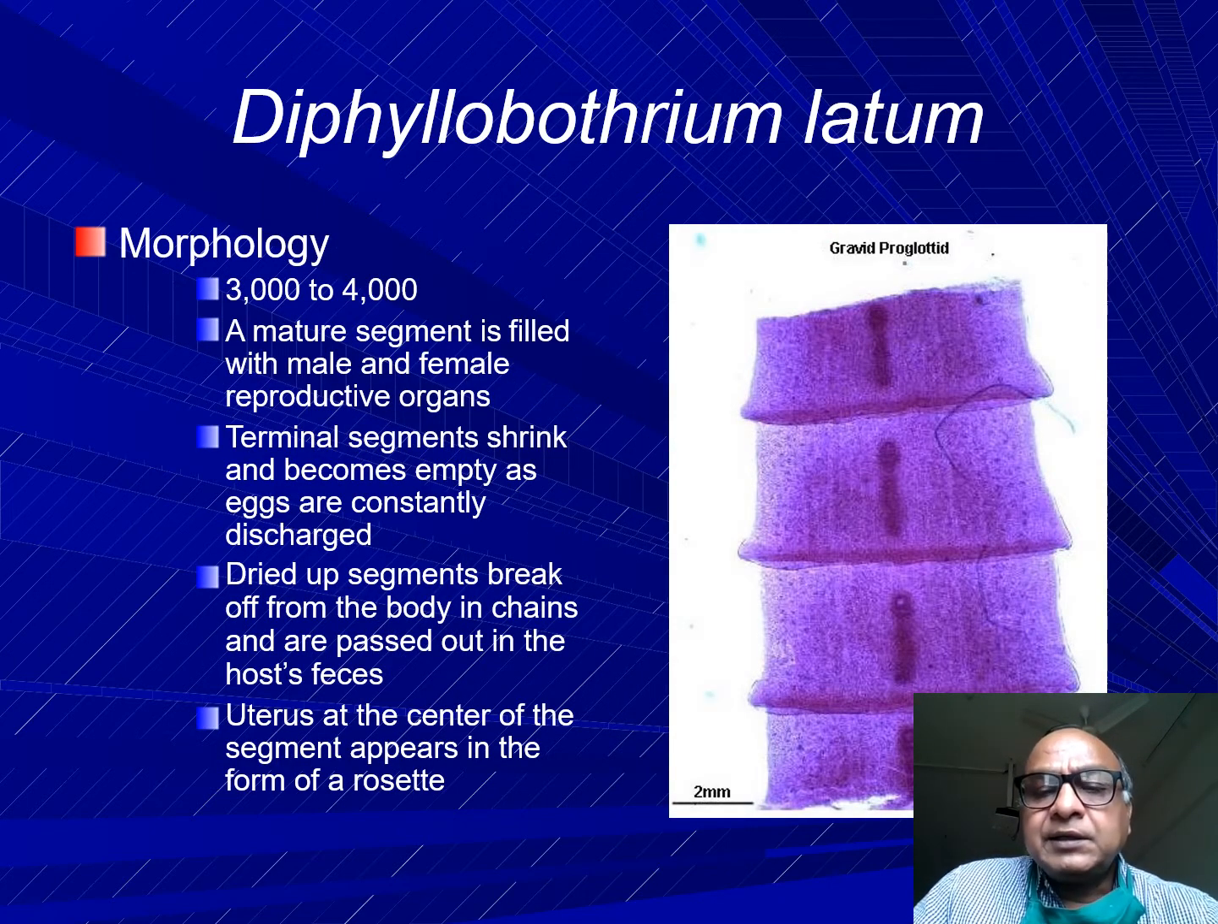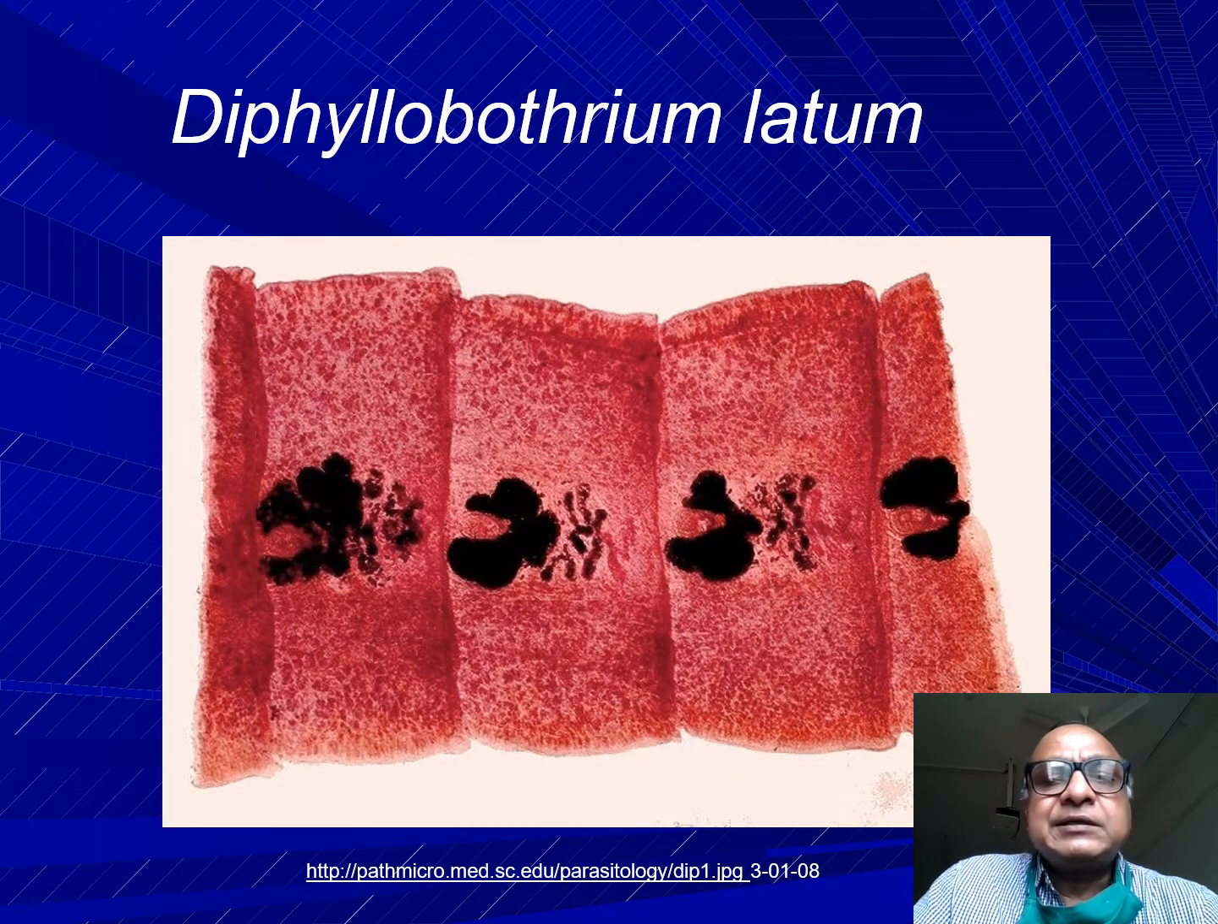There are many details of the strobila, but you can just remember that it contains 3000 to 4000 segments. This is much more than any other tapeworm. You can see the characteristic dark marking in the center of the proglottid because of the egg-filled uterus.